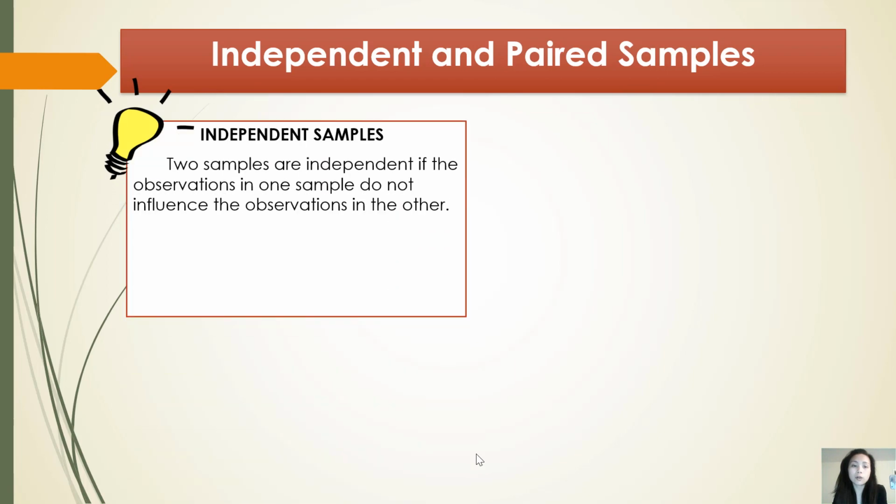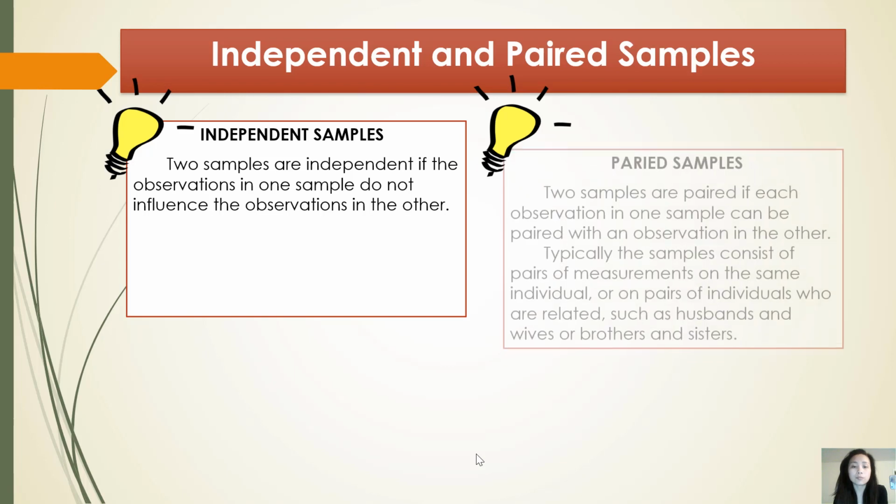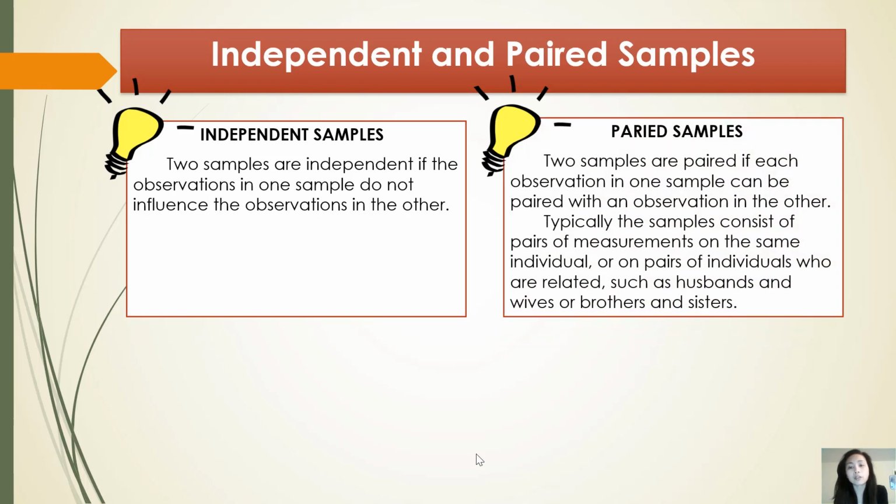Now we go to the more precise definition of independent samples and paired samples. Two samples are independent if the observations in one sample do not influence the observations in the other. And two samples are paired if each observation in one sample can be paired with an observation in the other. Typically, the sample consists of pairs of measurements on the same individual or on pairs of individuals who are related, such as husbands and wives, or brothers and sisters.